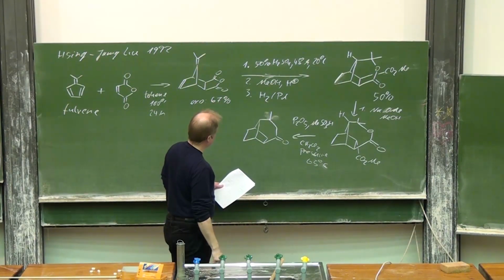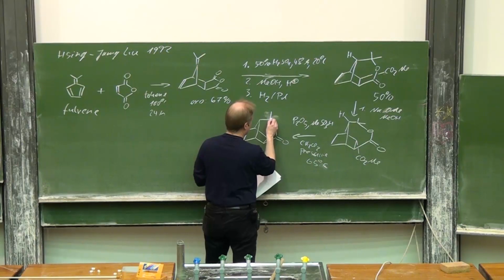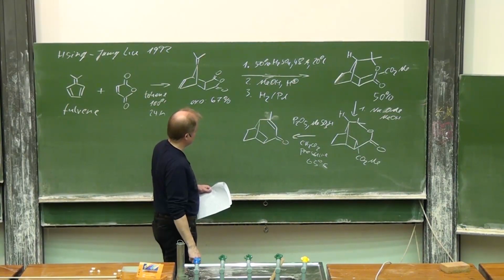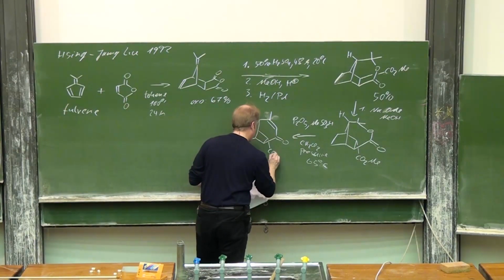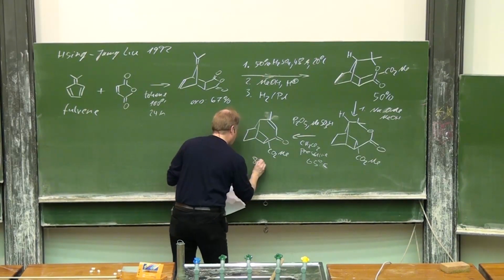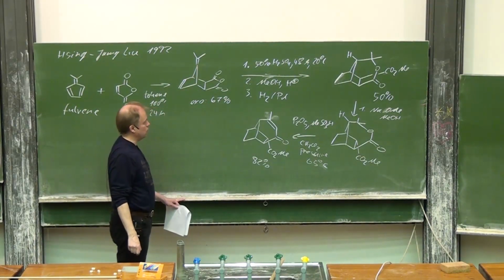Thinking about, is that correct? No, here we have it. Okay, this is correct. (82% yield). Of course, we should now try to understand what is going on here.